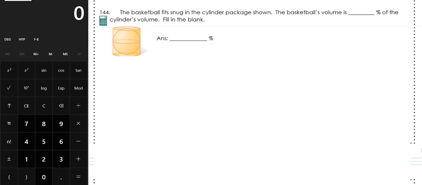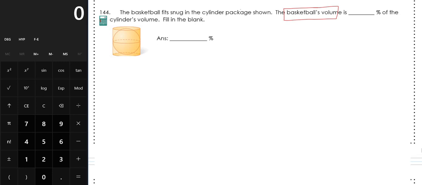Number 144. The basketball fits snug in the cylinder package shown. The basketball's volume is blank percentage of the cylinder's volume. Fill in the blank. Okay, so let's go to the ask of the question. They want to know what percentage the basketball volume is compared to the cylinder's volume.